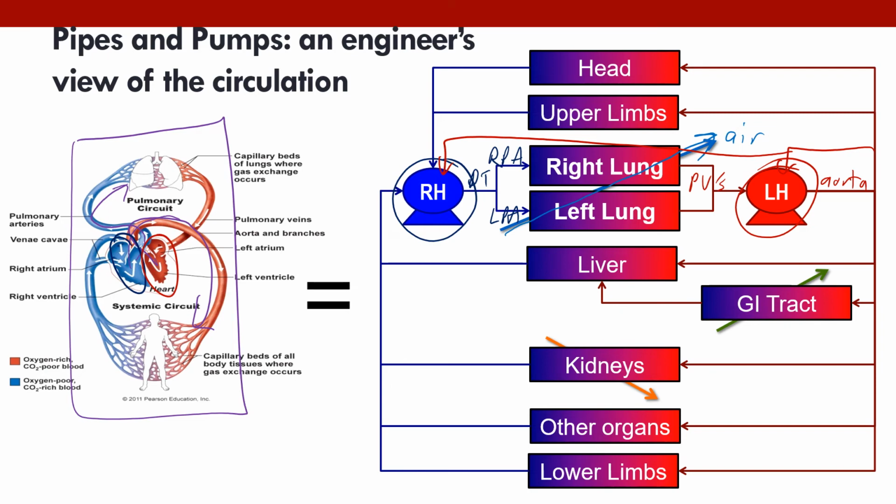But then we have the cerebral circulation, which takes blood up to the brain. We don't have a name for the circulation that goes to the upper limbs, but there's a circulation that goes to the upper limbs. There's a circulation that goes down to the lower limbs, and one that goes to various other organs in your body, the spleen. The kidneys get their own.